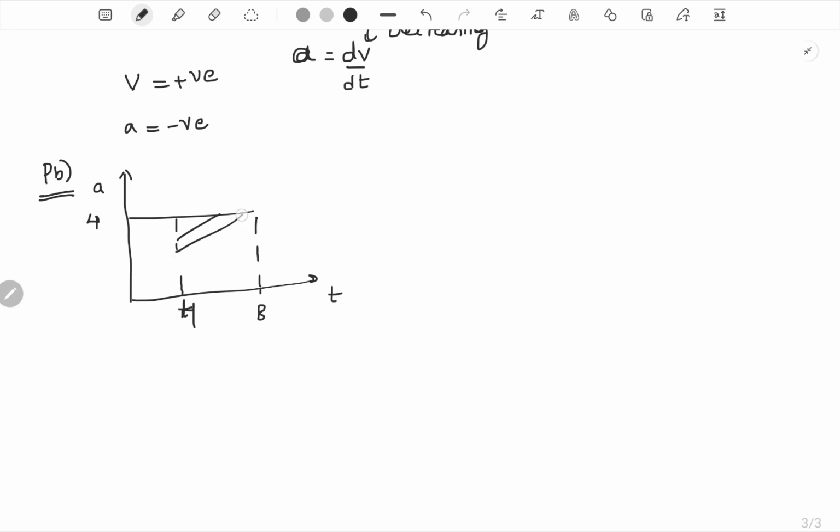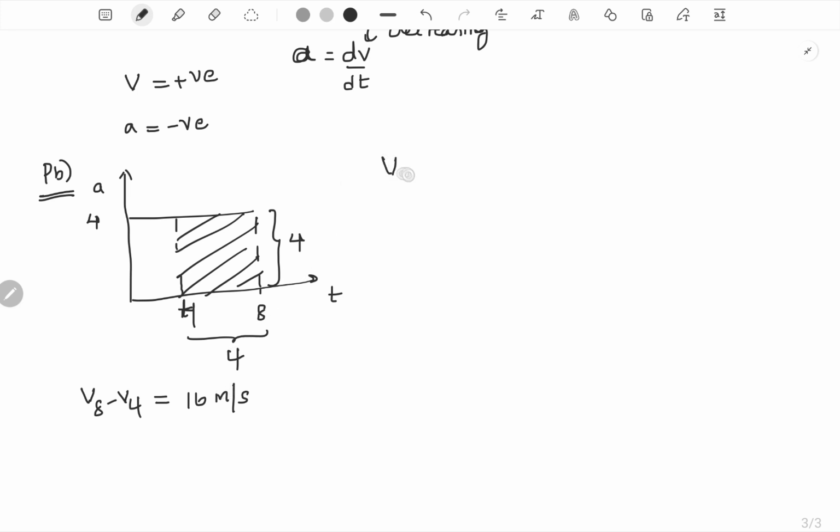So the change in velocity during the interval 4 to 8 seconds would be the area under the graph, which would be 4 units and this would also be 4 units, which would be equal to the change in velocity, V8 minus V4. So what would that be? 16 meter per second. The same thing we can get from the equations as well.